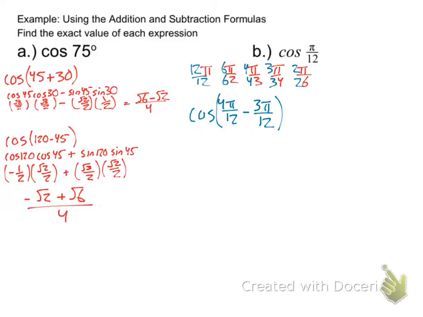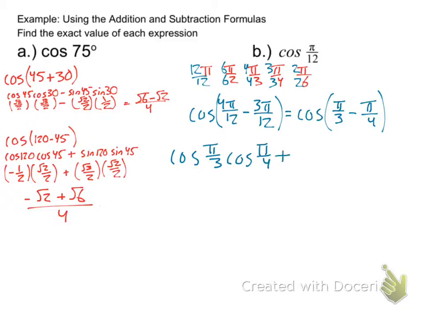But here's the cool thing. I don't want to work in 12, so I want to reduce those now. What is 4 pi over 12? Pi over 3 minus. And now you can use the cosine formula for subtraction. Cosine pi over 3 cosine pi over 4 plus sine of pi over 3 sine pi over 4. And then, is it any different than what we just did?